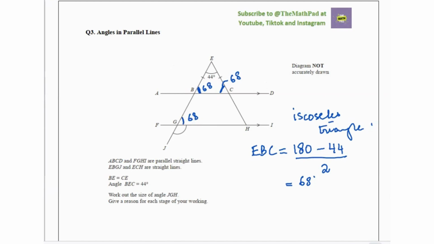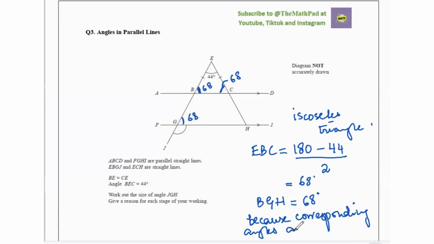And you should be able to recognize what a corresponding angle would be and where it would be based on the letter the lines are making. If they're making an F, that means it's corresponding. So these two are equal. So if we go back over here, angle BGH equals 68 because corresponding angles are equal.